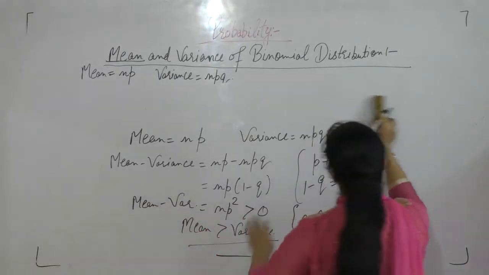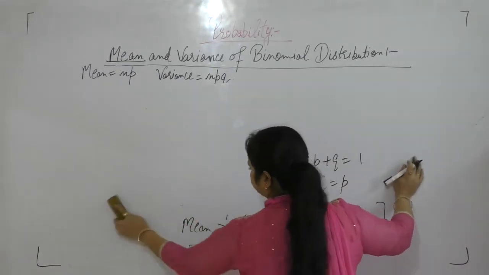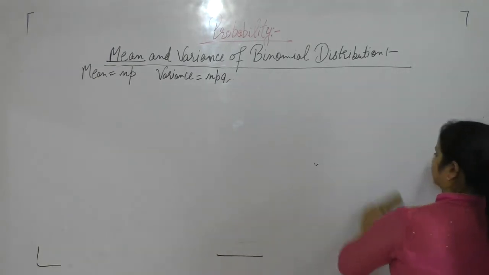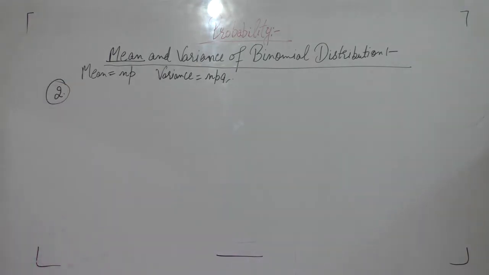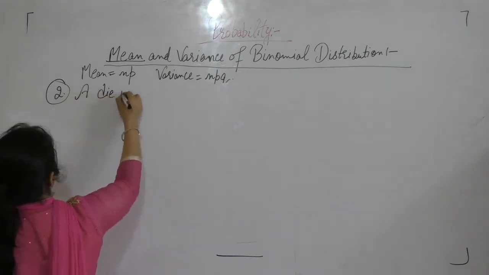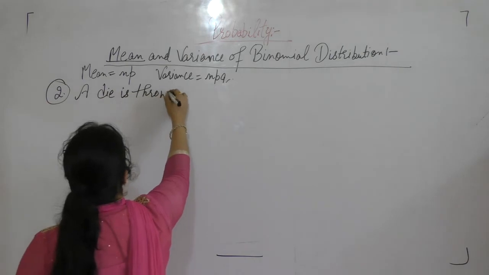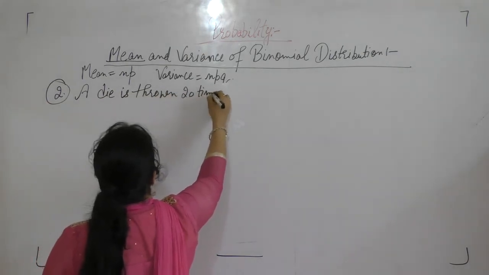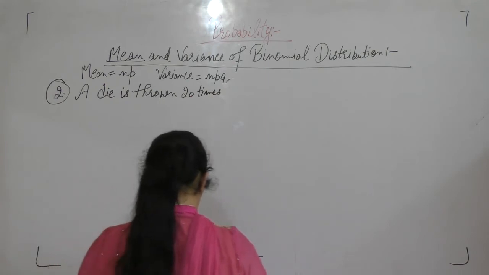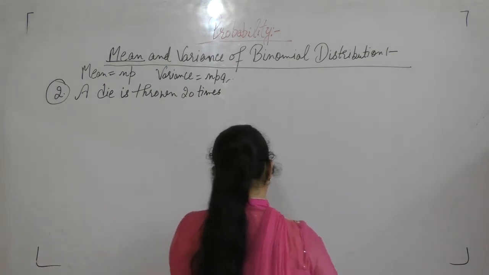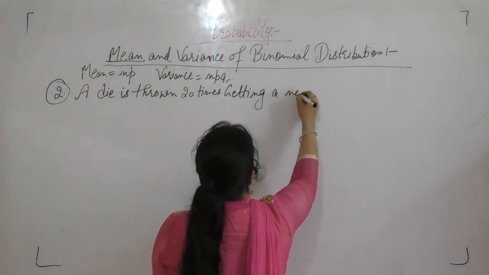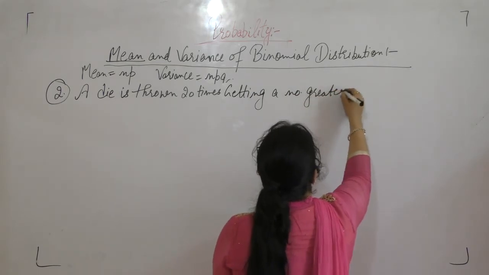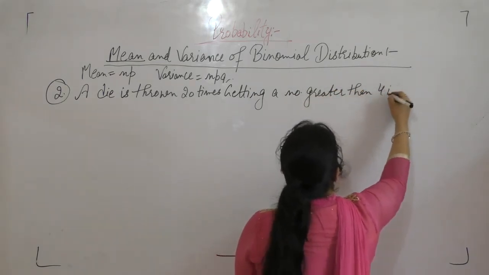Now the second one. Question number 2. A die is thrown 20 times. Getting a number greater than 4 is success.